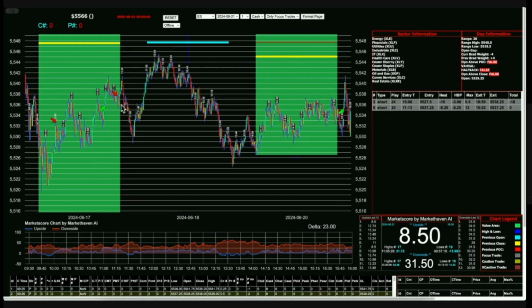So again, for me, this is kind of iffy whether or not I would actually get back into that right there. I might wait until it gives me a little bit more indication. But either way, you lose 3 points, you make 5.25, you're still up 2.25 points off of that trade right there, not to mention the previous trades.